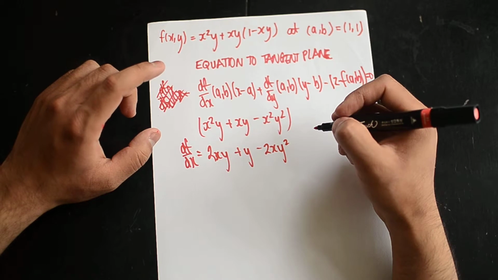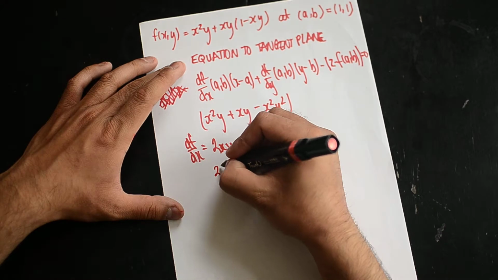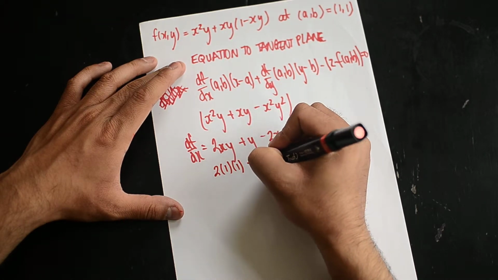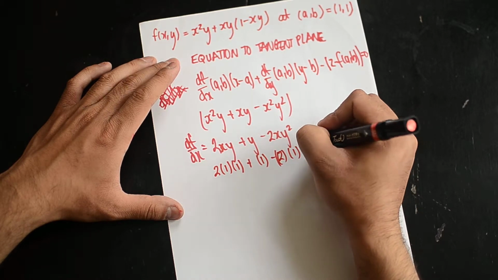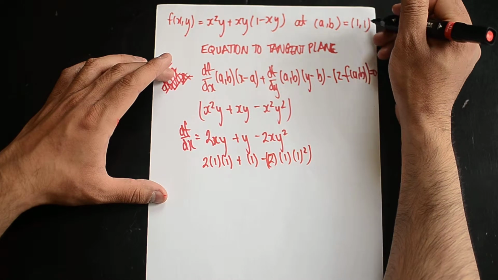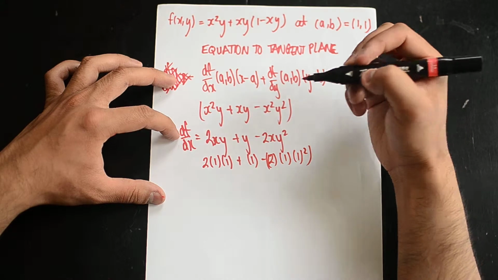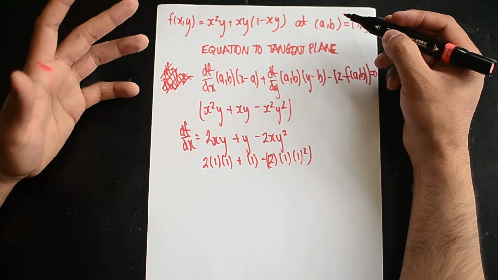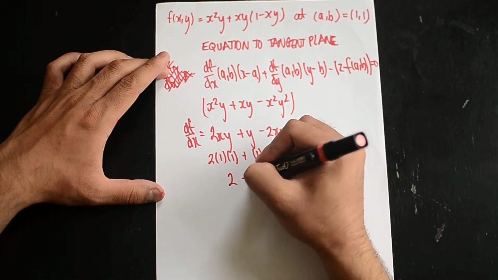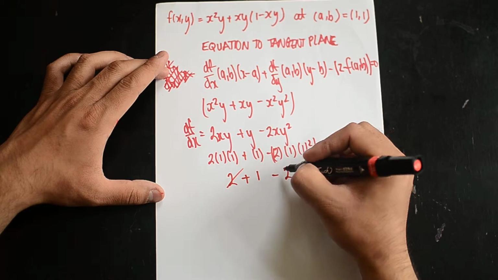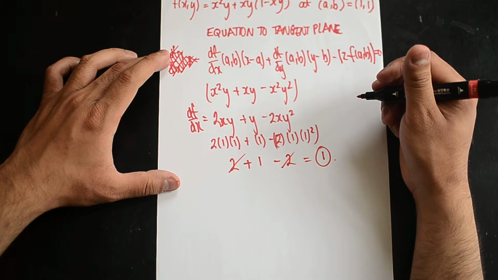But now they've given me the point (a, b) is (1, 1). So I substitute them in. So you get 2 times 1 times 1 plus 1 minus 2 times 1 times 1 squared. You see, so I've plugged 1 and 1 into df/dx, which is df/dx (a, b). So because obviously that implies with (a, b) being substituted back into the differential df/dx, that means 2 plus 1 minus 2, which equals 1. So now I've got my df/dx.